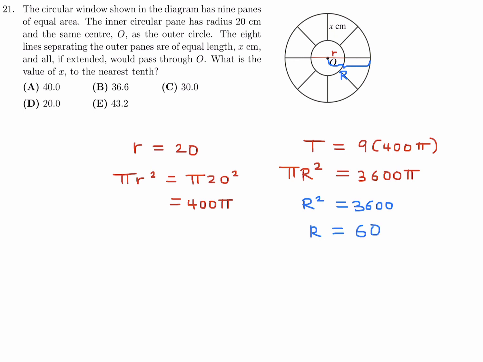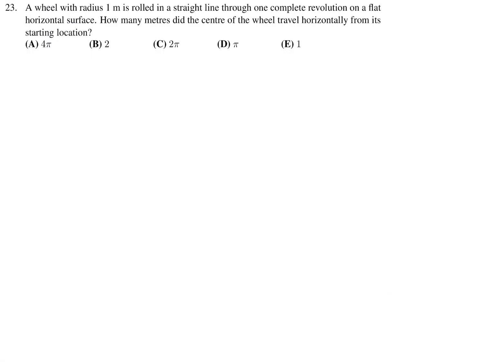Okay, so big R is 60, that's the big circle, and then small r plus x is equal to big R. Small r is 20, big R is 60, and therefore x is 60 minus 20, which is 40. Exactly 40. So number 21, the answer is A.